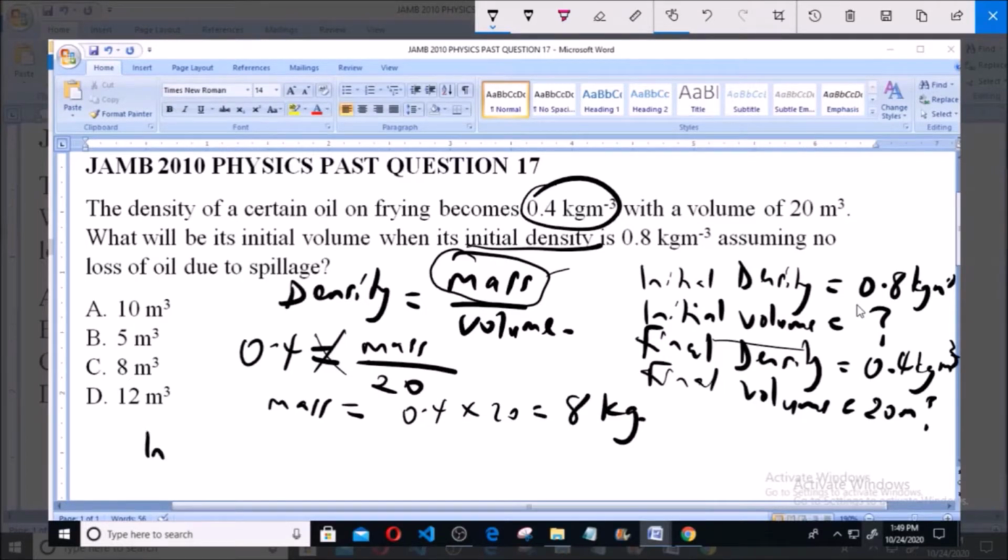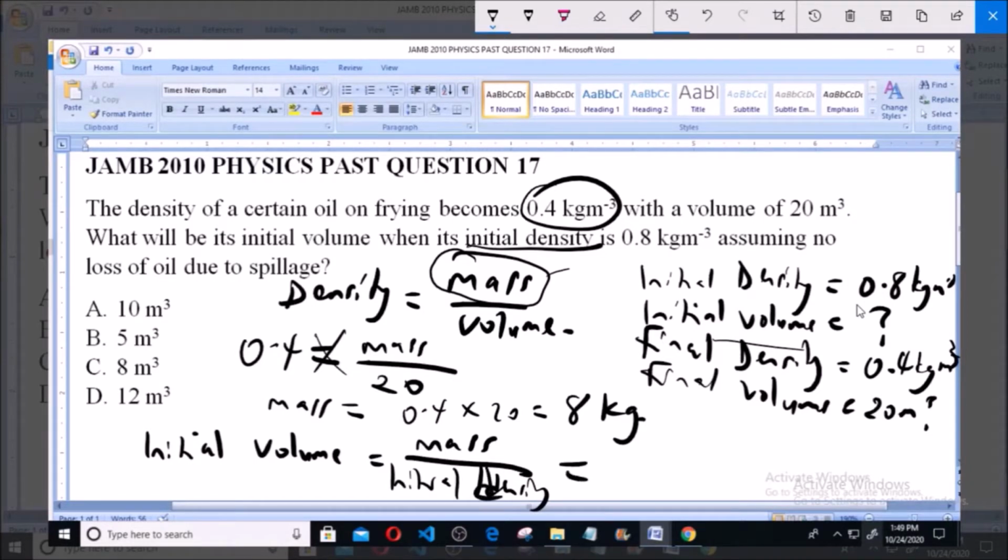Now to find initial volume, still using this formula but making initial volume the subject, initial volume is equal to mass over the initial density. So 8 kg divided by 0.8 kg per meter cube, and that is equal to 10 meter cube. 10 meter cube is option A. So 10 meter cube is the initial volume of the oil.